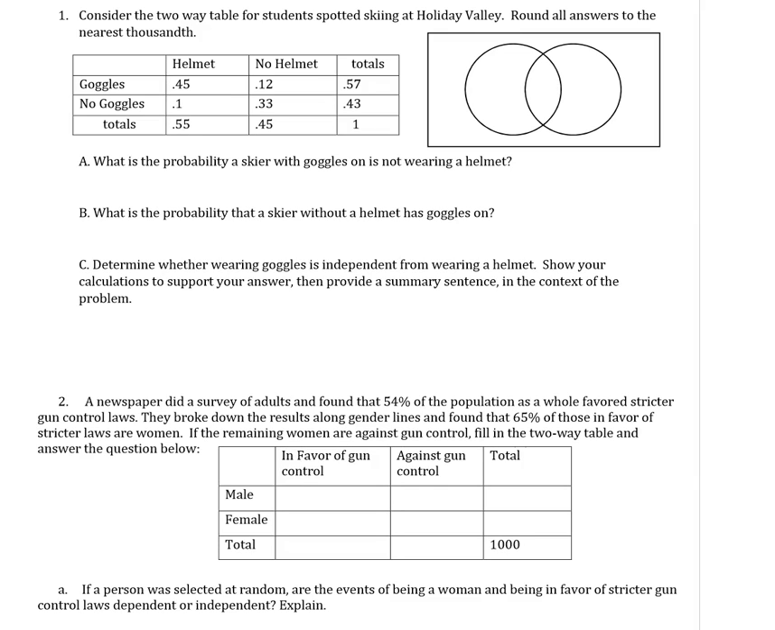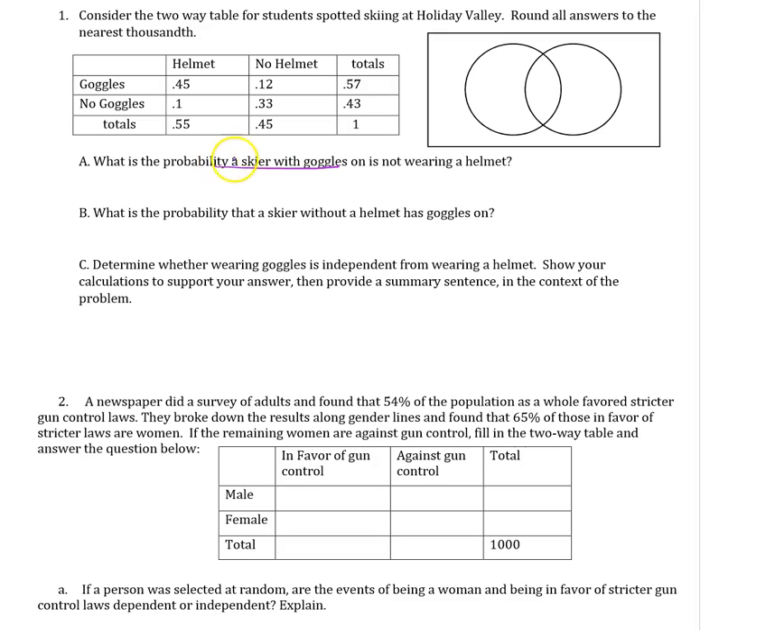We've got a two-way table of students spotted skiing at Holiday Valley. You've got them wearing goggles or no goggles, helmet or no helmet, and they've figured out the probabilities for us in the middle of the table. We want to find the probability that we select a skier with goggles on that is not wearing a helmet.